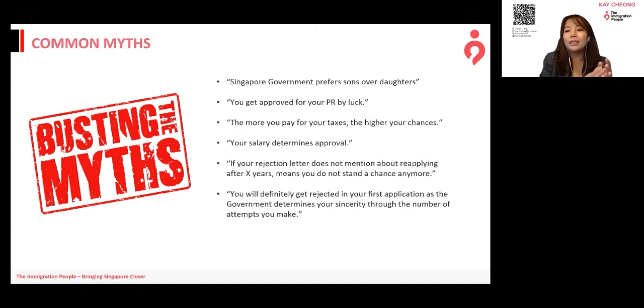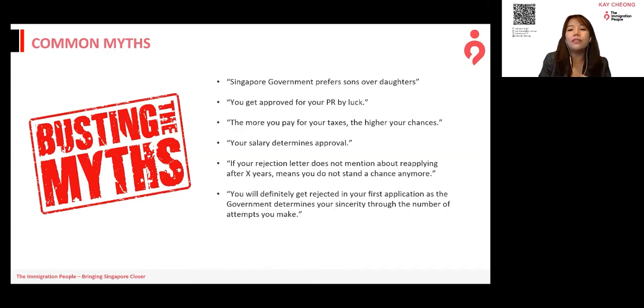If your rejection letter does not mention reapplying after this many years, it means you do not stand a chance anymore. Not true. For your information, the rejection letters have certain templates. They just go on a rotation basis. They just randomly send it to you. So your rejection letter does not say anything.